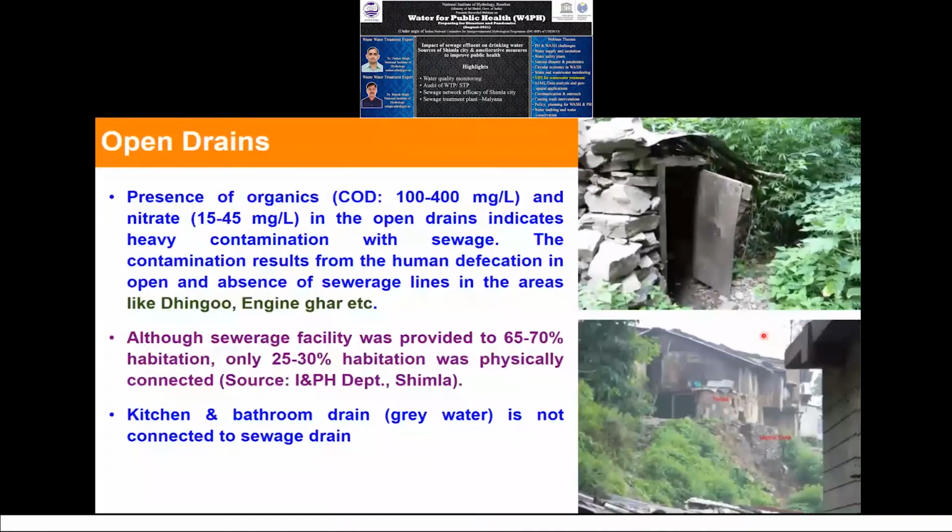Then the open drains, which were contributing to the flow of the Asuni Khat stream, we also monitored those, and we found that the COD was in the range of 100 to 400 milligrams per liter, and nitrate was in the range of 15 to 45 milligrams per liter. This clearly indicates that the water flowing in these open drains was mostly sewage, and this needs to be stopped. The sewage should be properly treated, and only then should it be discharged into the natural stream.